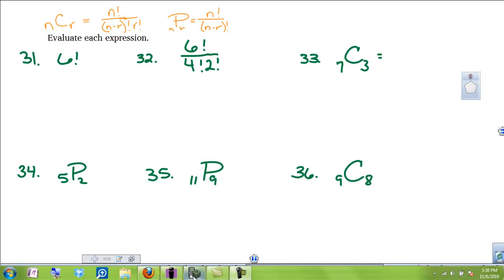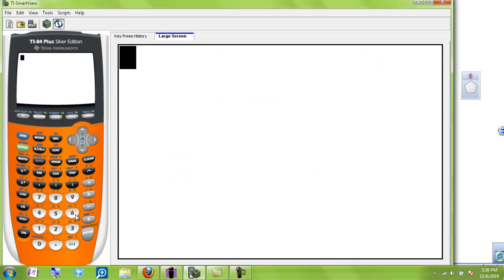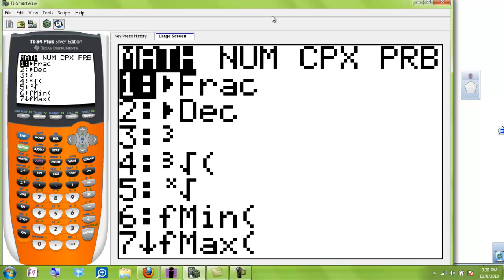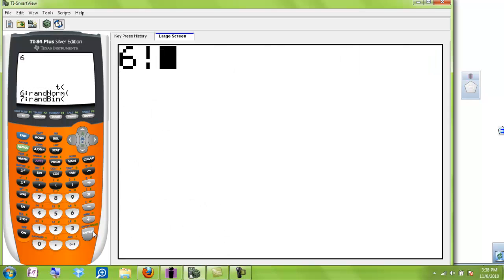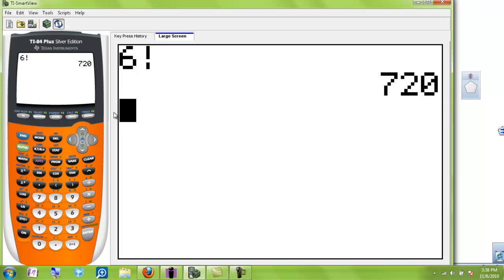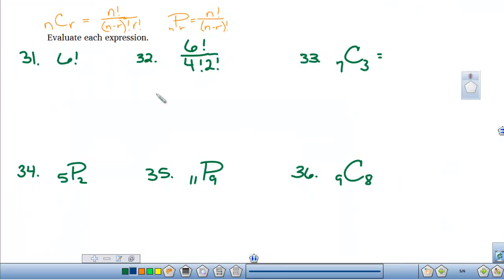To do this on the graphing calculator, all you have to do is type in the number 6 and go to your math menu, arrow over to PRB. All you have to do is use your left arrow once to get there, and you can see that on this menu you have the factorial symbol. So all you have to do is push the number 4 and then enter, and this gives you the answer of 720, and that is the product of 6 times 5 times 4 times 3 times 2 times 1. Now, to do this without the calculator, you can do question number 32 that way.